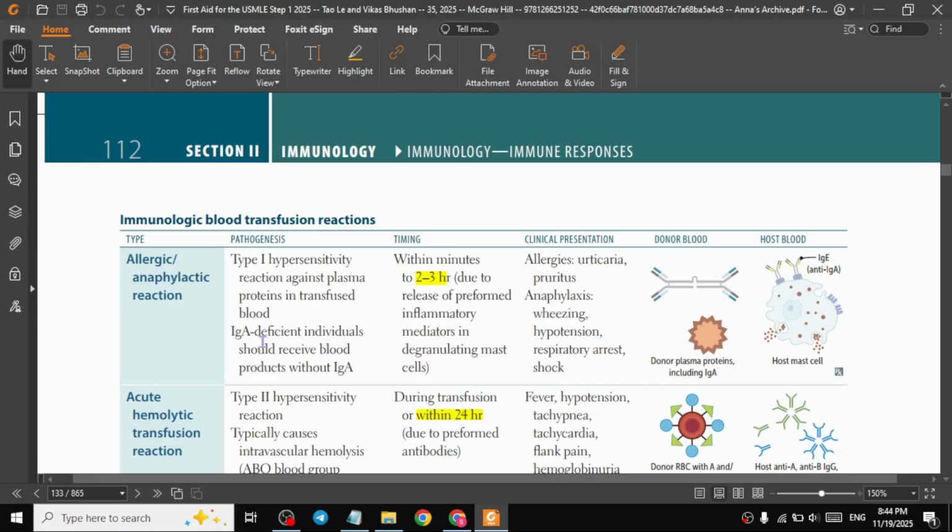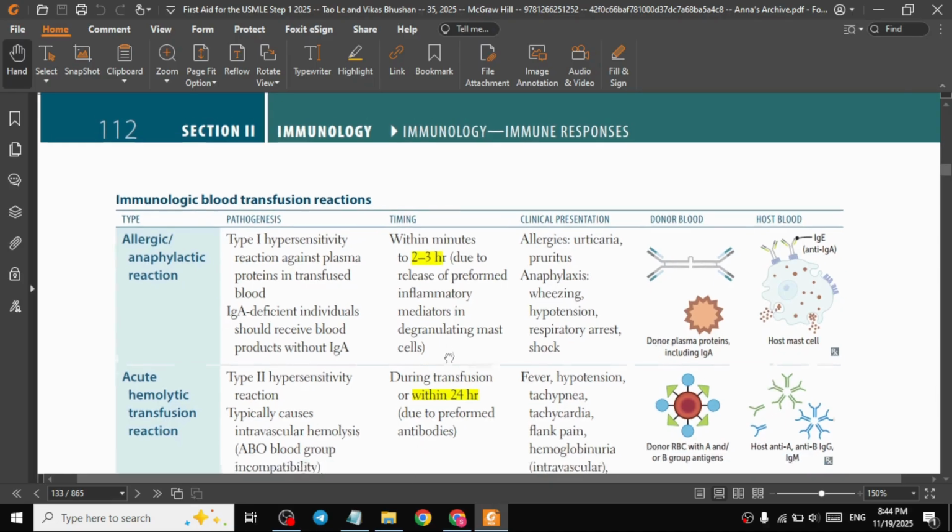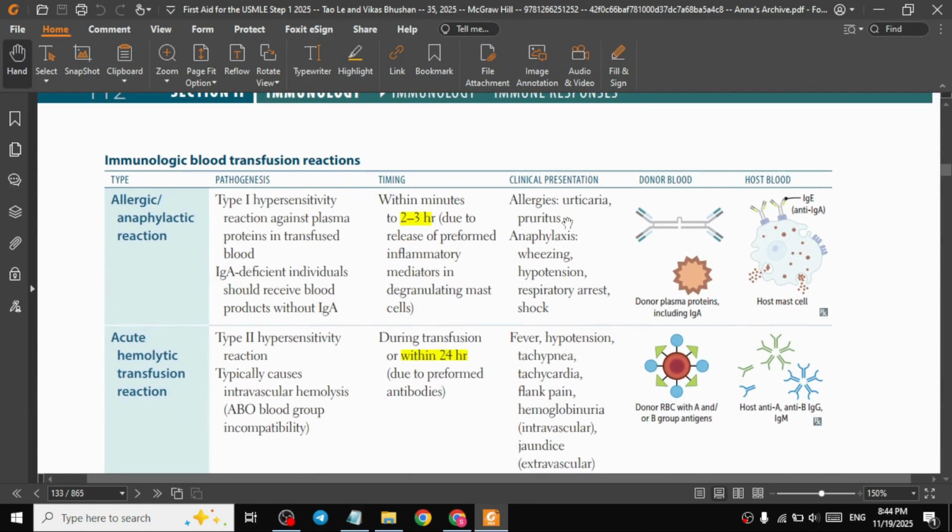Very quickly. Okay. Now, as you see, clinical presentation is minutes to hours, and what you start with is the rash, itching, wheezing, hypotension, and then eventually, if it's very serious and not contained, arrest or shock. Okay. What are the cells involved? As you can see here, it's usually mast cells. Okay. So mast cells are going to be the main one.